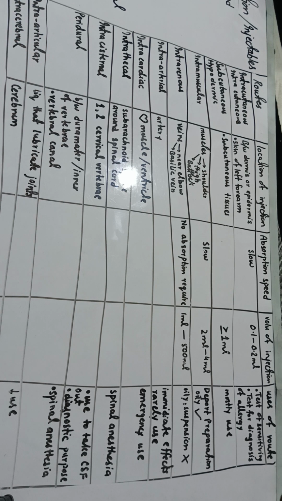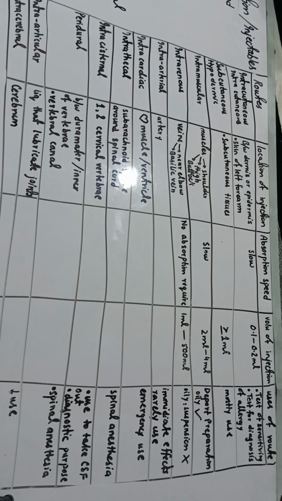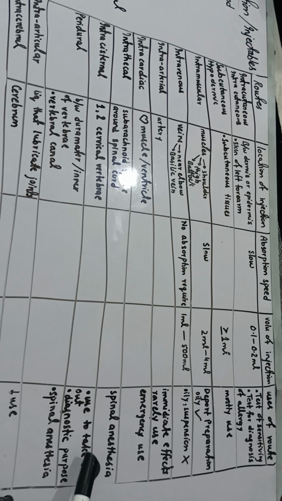So you know about the layers of meninges. The subarachnoid space is a layer of your meninges. This is the layer which is present between the arachnoid layer and the dura layer. So in that space, this injection is given. What is the purpose of that injection? It is used to give spinal anesthesia.